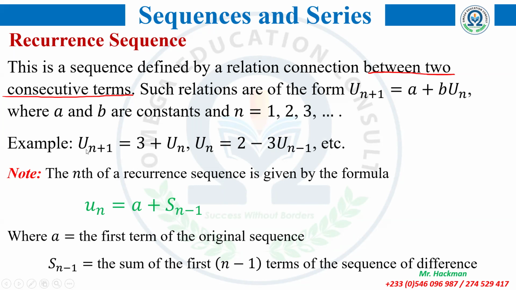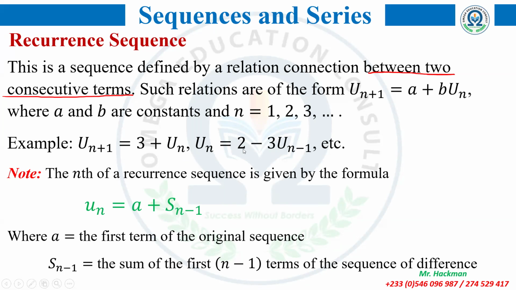Example, u sub n plus 1 is equal to 3 plus u sub n. If you compare this form with what we have here, your a is 3, and your b is the coefficient of u sub n, which is 1. Is my point well made? Yes, sir. And again, I will throw a little more light when we move on.